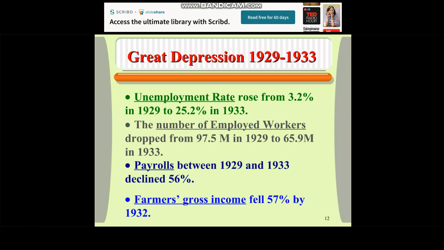Unemployment rate rose from 3.2% in 1923 to 25.2% in 1933. The number of employed workers dropped from 97.5 m in 1923 to 65.9 m in 1933. Payrolls between 1929 and 1933 declined 56%. Farmers' gross income fell 57% by 1932.